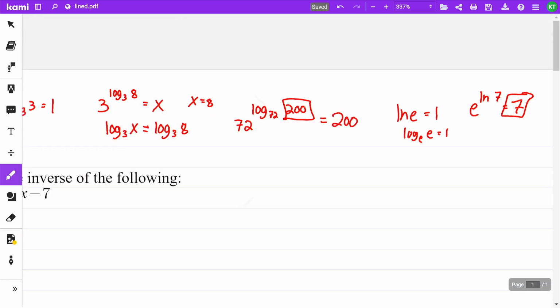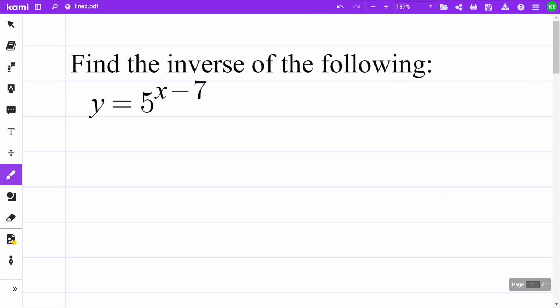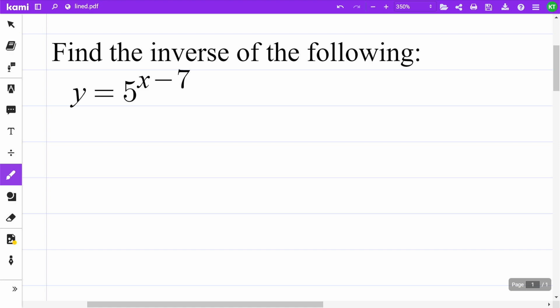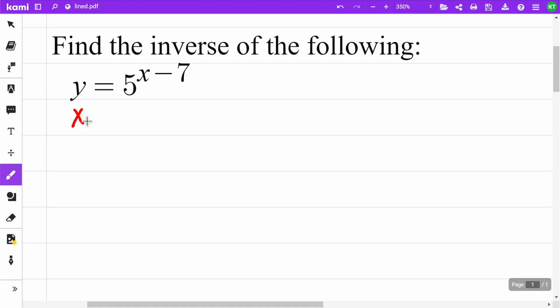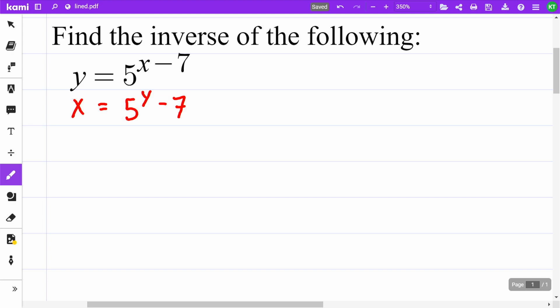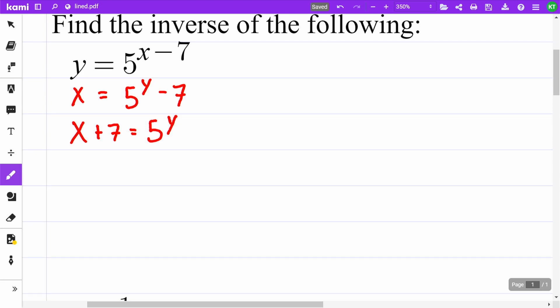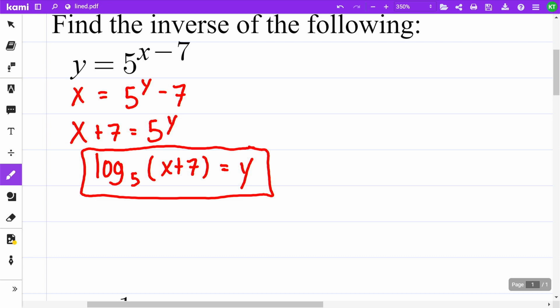And now let's go ahead and move on to solving these inverse questions. Like any inverse question, I'm first going to want to swap my x and my y. So this will now be x is equal to 5 to the power of y minus 7. I want to isolate this 5 to the power of y, so I will have x plus 7 is equal to 5 to the power of y. And now I'm going to convert this to log form. So I will have log base 5 of x plus 7. Remember to put your parentheses here because you're taking this whole entire left side, which is going to be equal to y. And that is what I would do to find the inverse of this function here.